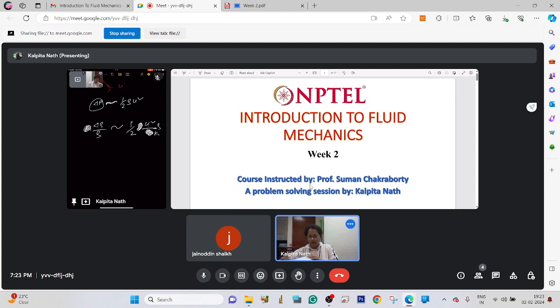So if we write this, what will happen is k by rho. This k by rho, this thing, we can write as sonic speed. So root over k by rho is equal to sonic speed, that is a.